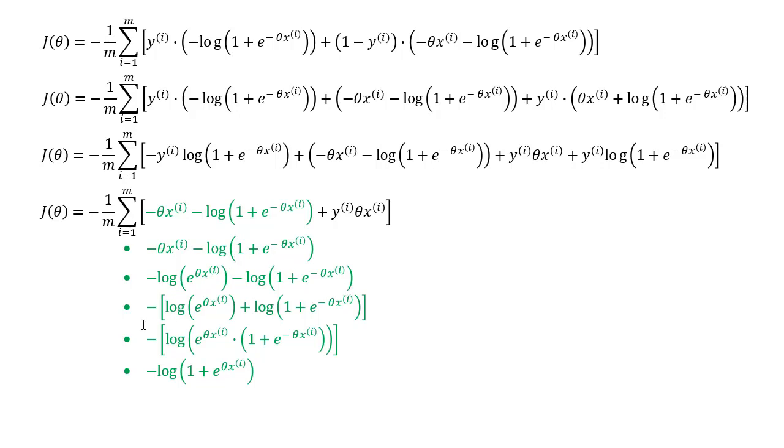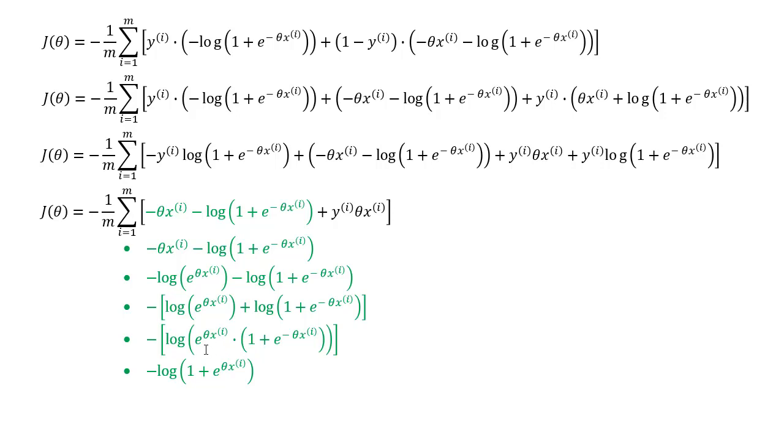Okay, I'm going to factor out a negative 1 from all of that. And then after I do that, I'm going to use a property of logs that the addition of logs can be written as a single log with a multiplication. So this log of e to the theta xi plus log of 1 plus e to the negative theta xi can become log of e to the theta xi times 1 plus e to the negative theta xi. So all we do is convert that addition to a multiplication.